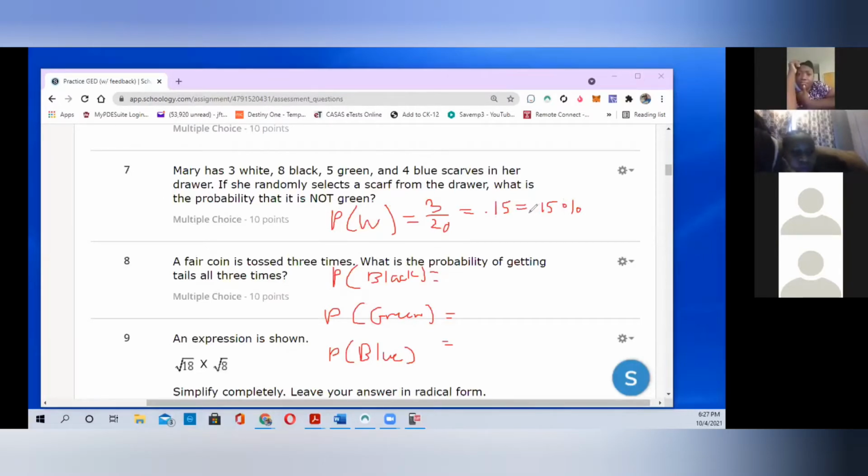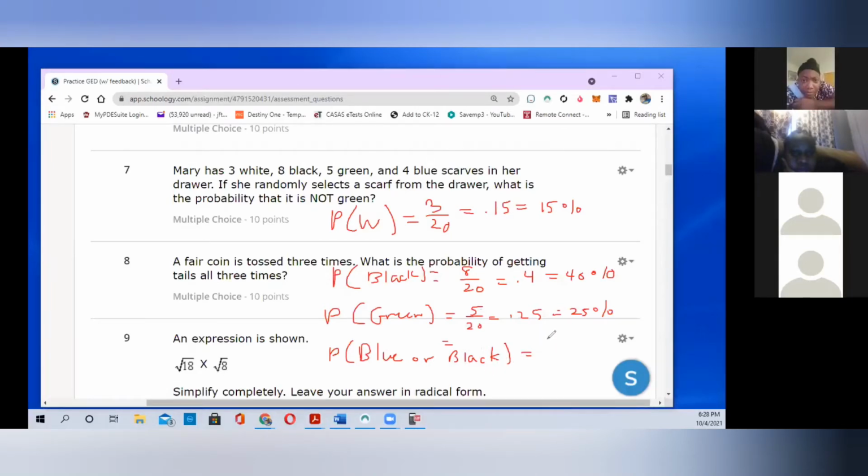Everybody understand that? What will be the probability to pick a black? 8 over 20, which is 0.4, which is 40%. What's the probability of picking a green? 5 over 20, which is 1/4, which is 0.25, which is 25%. Now I'm going to change this last one up a little bit. What's the probability of picking a blue or a black?